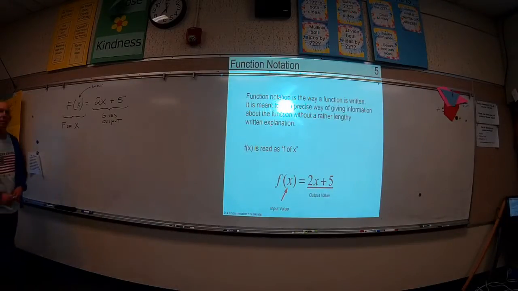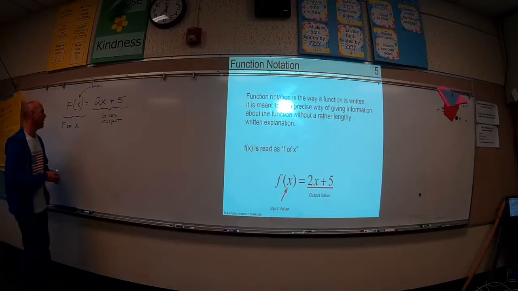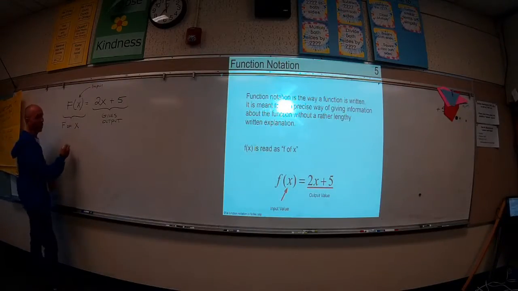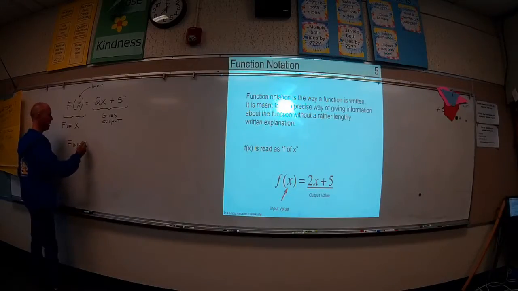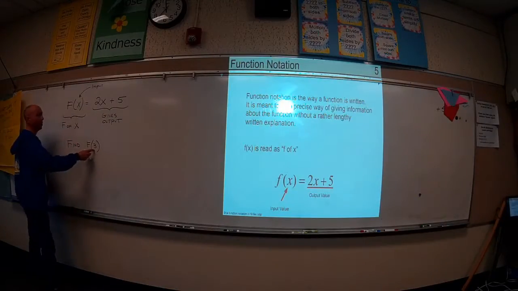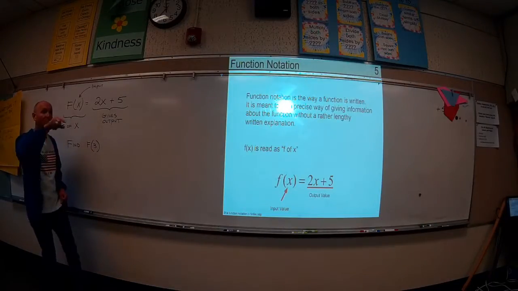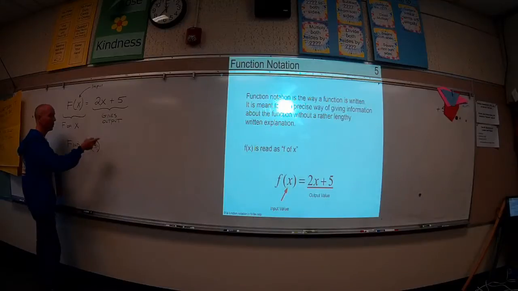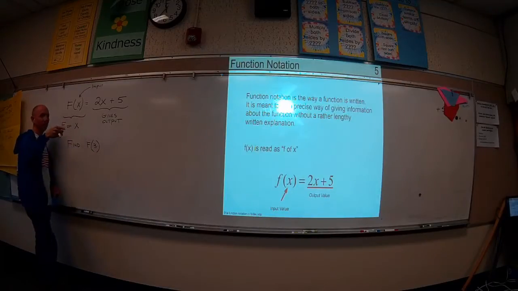So what's going on? Who can explain it to me? Jackson, explain it. In your notes, find f of 3. What I'm saying is, what's the input? 3, because that's the input. And now you're going to show me how I get that output. So how do I take this 3 and turn it into the 11? How do I do that, Jackson?